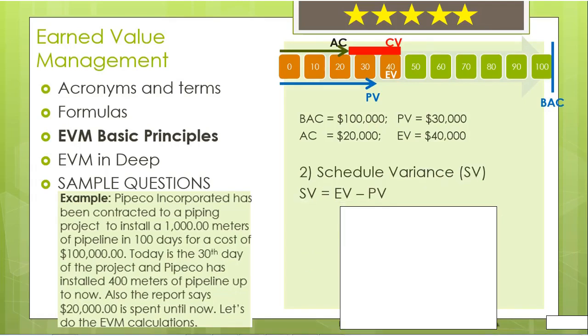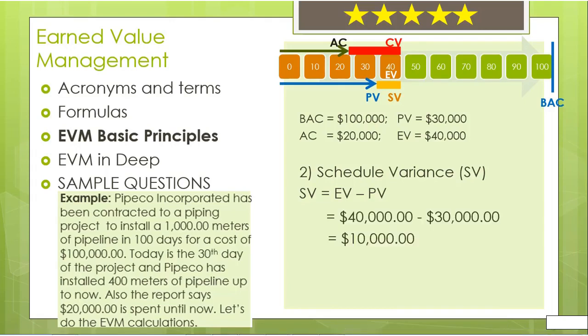Schedule variance is the difference between earned value and planned value. The formula is EV minus PV. On our value line, this orange box will represent the schedule variance. We know both EV and PV. If we place the values into the equation, we get $10,000. Now, what does this tell us?